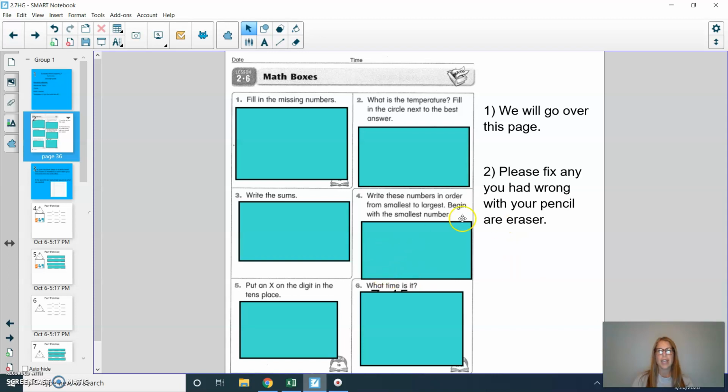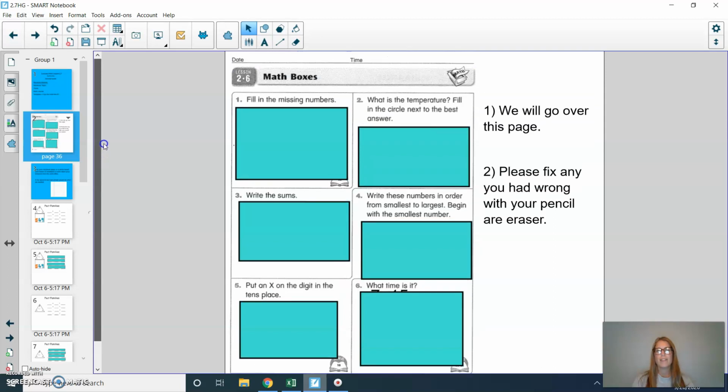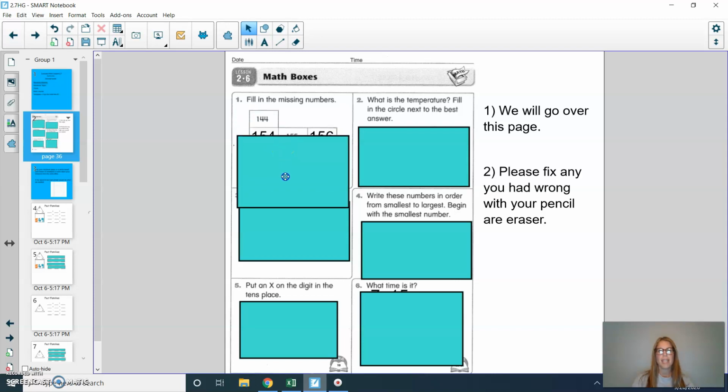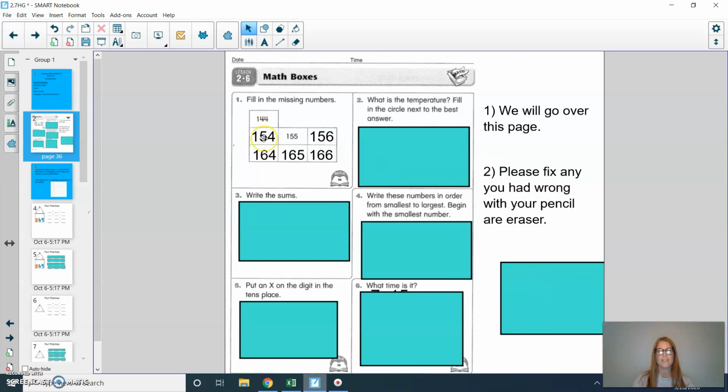If you could take a look at math journal page 36. If you're noticing that you have any mistakes, please fix those with your pencil and eraser. For question number 1, fill in the missing numbers. They gave us 144. We know 10 more than that would get us to 154. Then we would have our 164. I know that 1 more than 155 would bring me to 156. Then if I go back to my 164, 1 more than that would give me 165 and then 166.